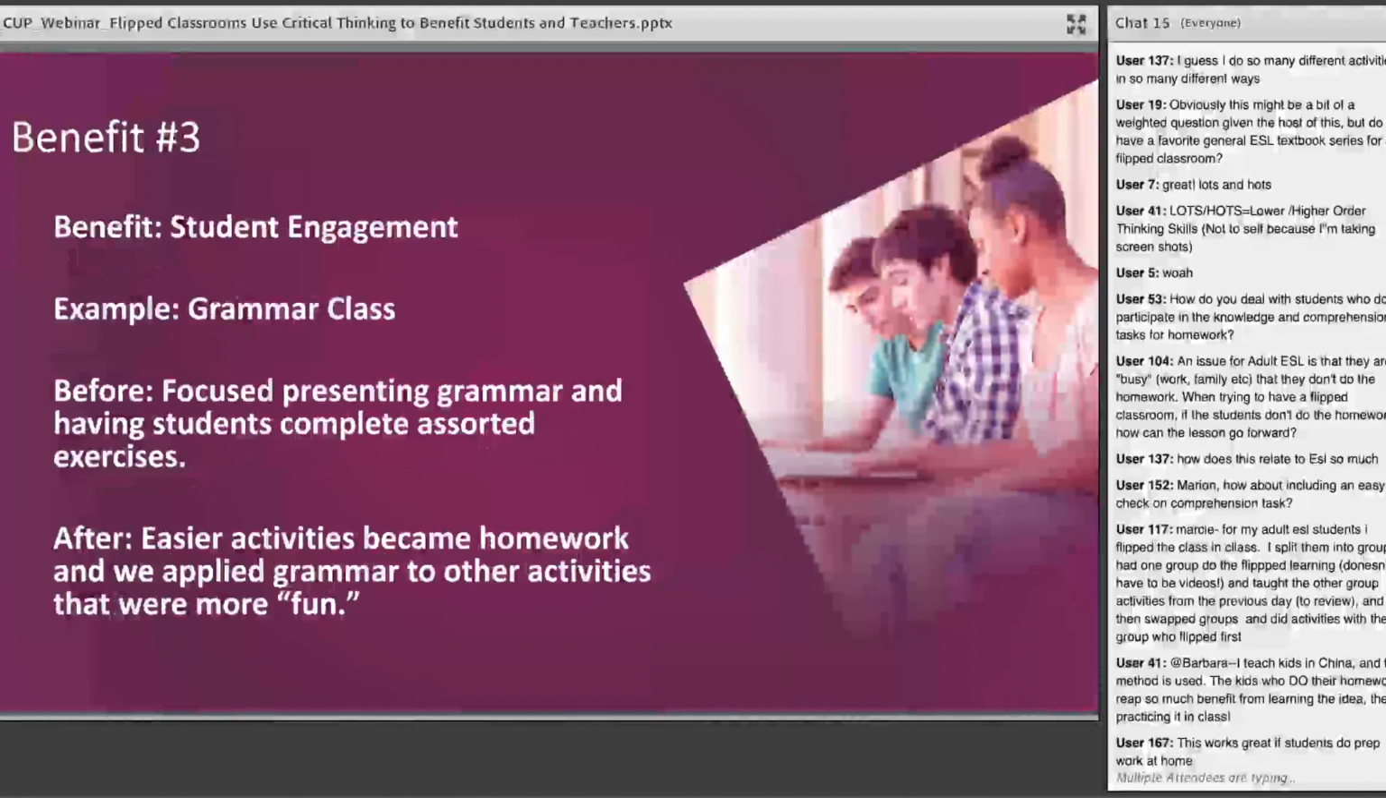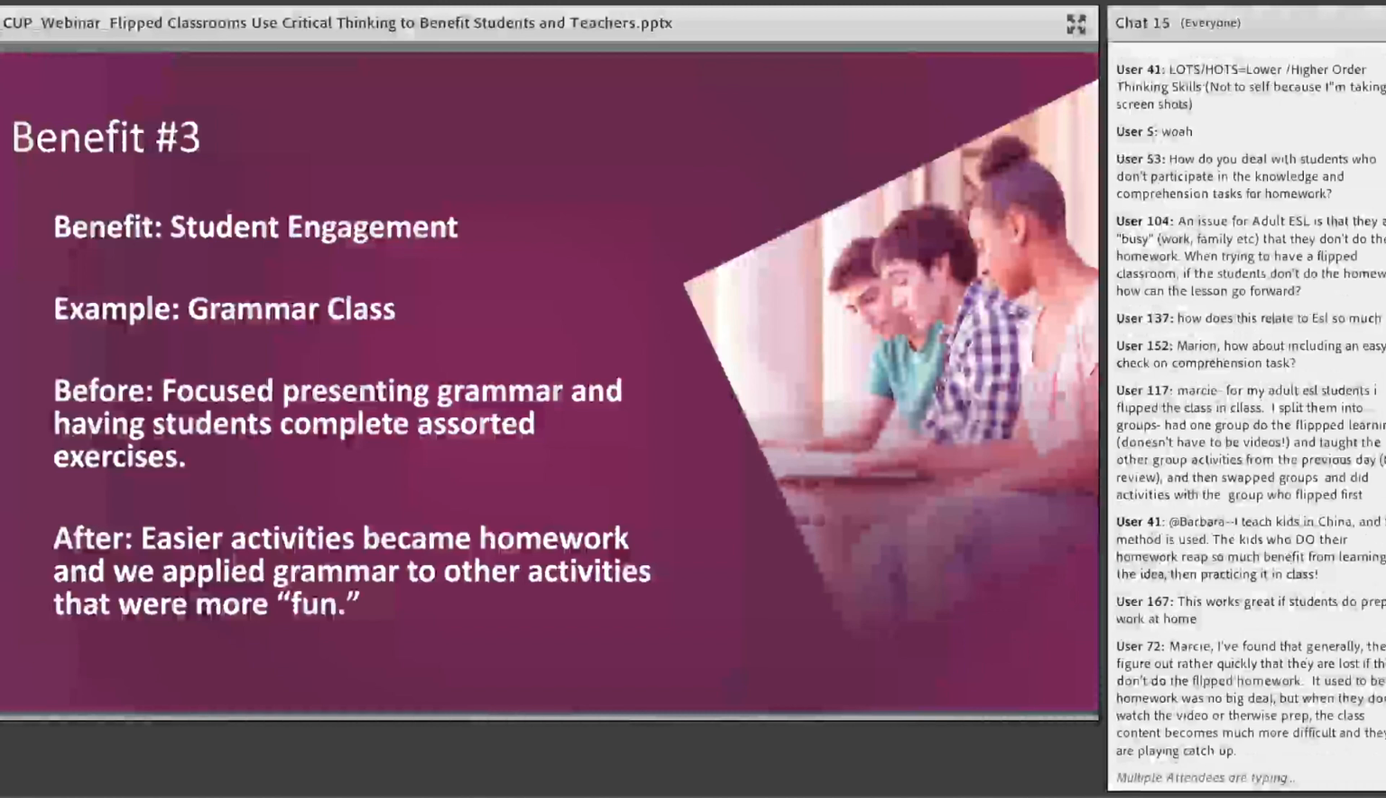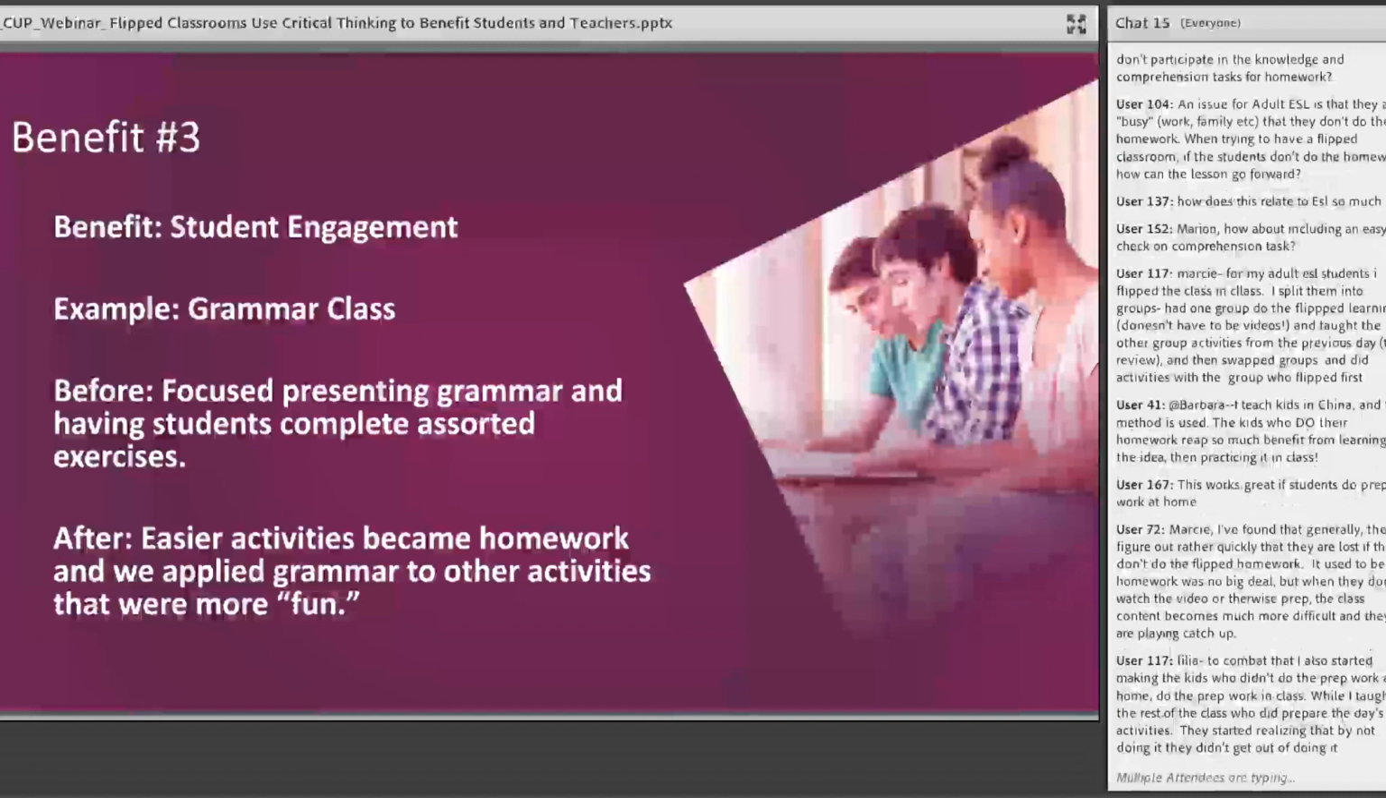The third benefit I'll share is just student engagement. Clearly this is a benefit for the students because they're a lot more engaged in the classroom. But it also made me enjoy my classes a lot more. I'm using grammar as an example here because I found that my own grammar classes were getting rather dry.